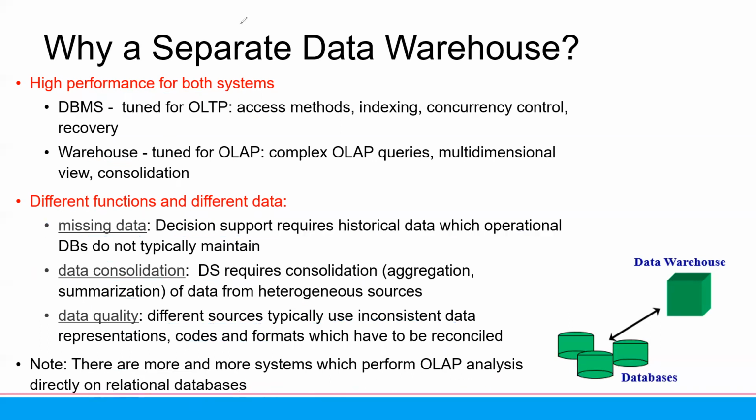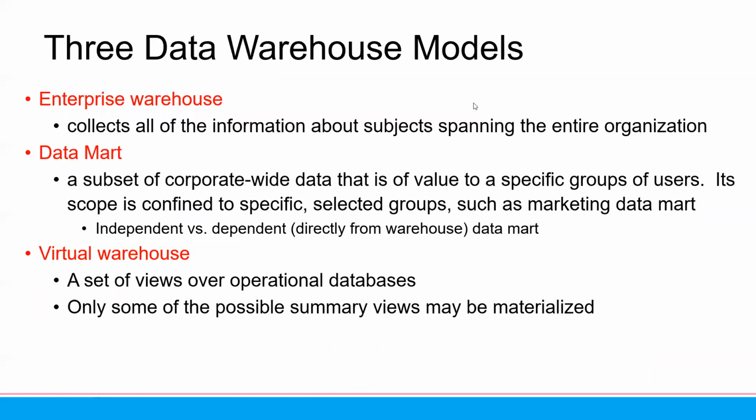So there are three kind of models for the data warehouse. We can have the enterprise warehouse. The enterprise warehouse means this is the whole organization. Let's say you have Samsung. So Samsung is very huge company. So they can put all the data in the enterprise data warehouse.